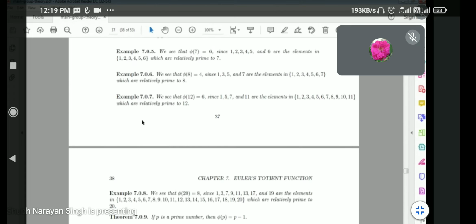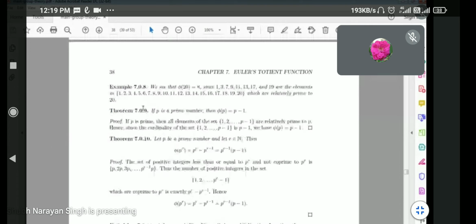And then we already discussed several examples based on the Euler phi function and some ways to compute it. Like if your n is a prime number p, there is an easy way to compute the Euler phi function using the result quoted as theorem 7.0.9. If n is a prime number, then phi of that prime n is nothing but n minus 1.